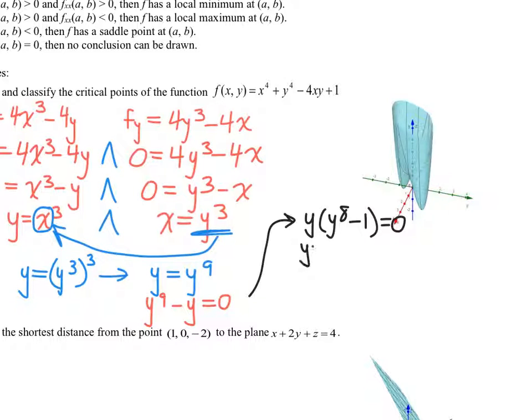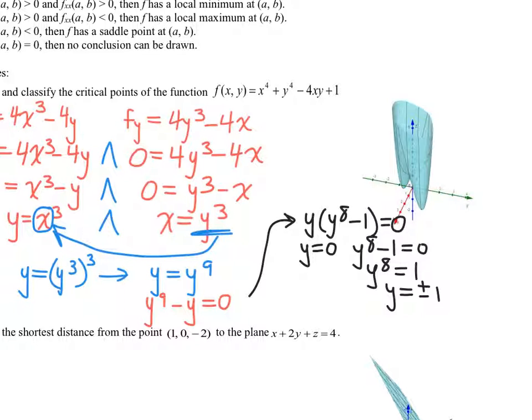And solve. You get y equals 0, y to the 8th minus 1 equals 0, which means y to the 8th equals 1, which means y is equal to plus or minus 1. All right, so we have 3 potential y values, which correspond to possibly 3 potential unique x values.